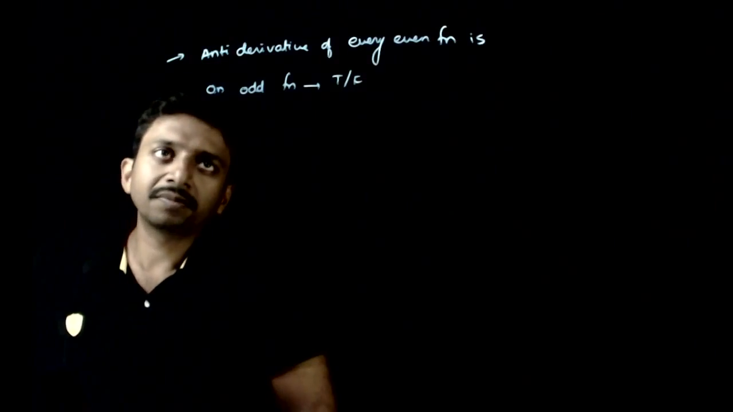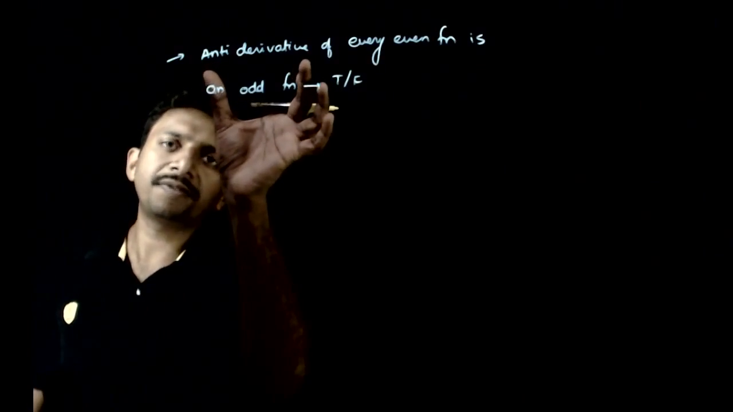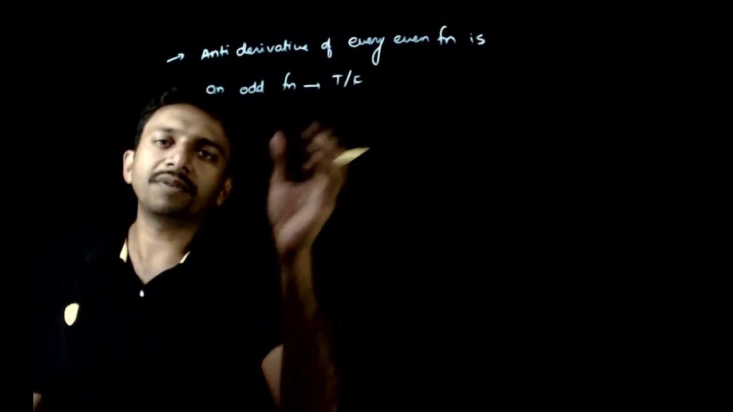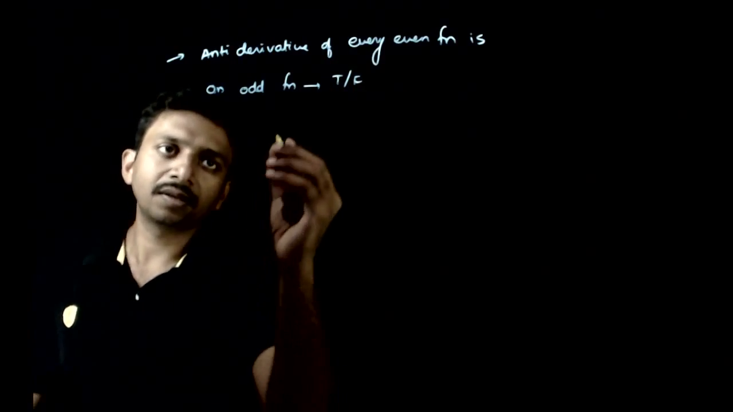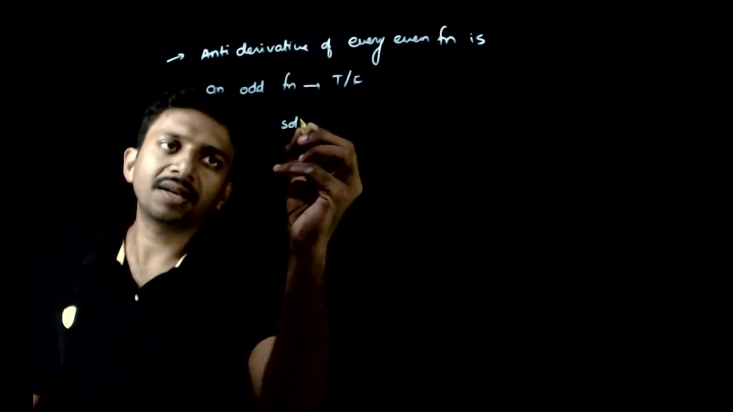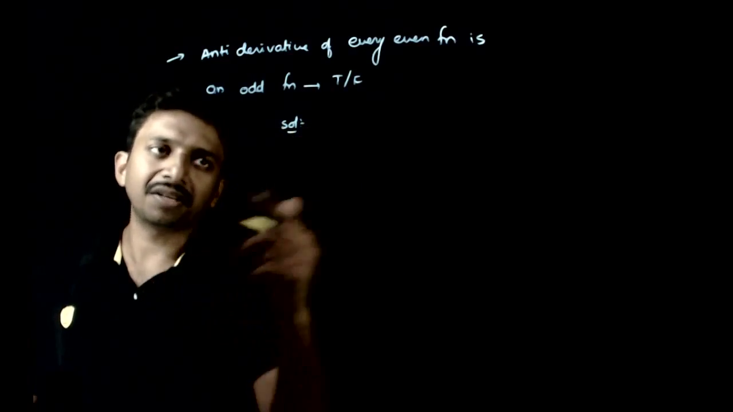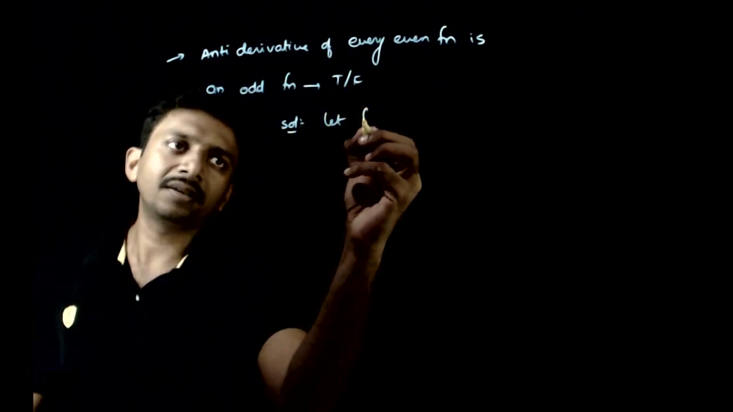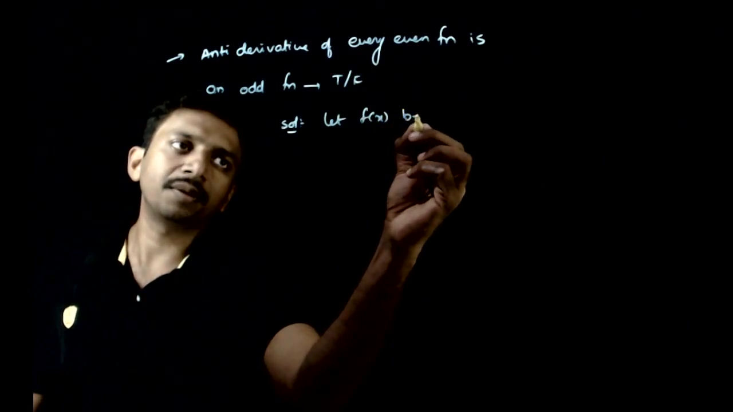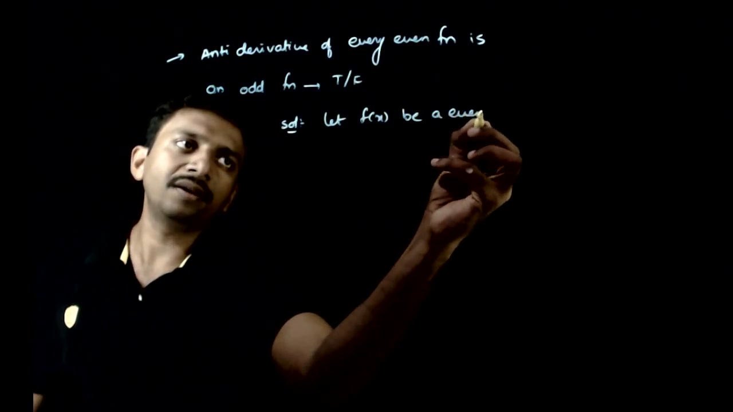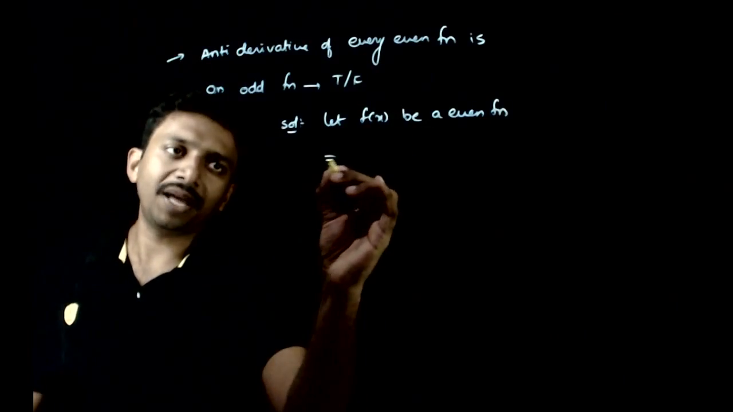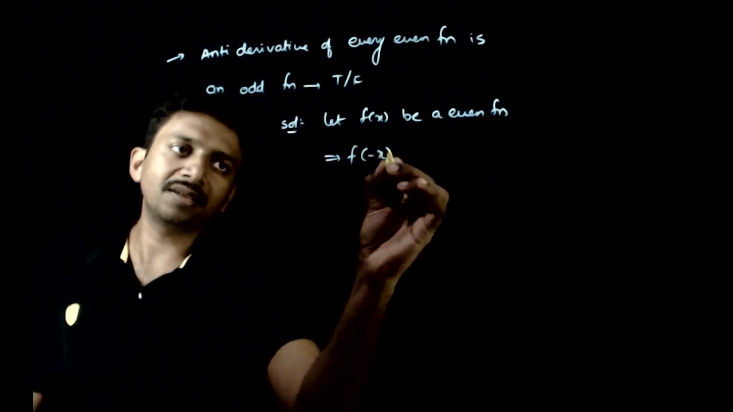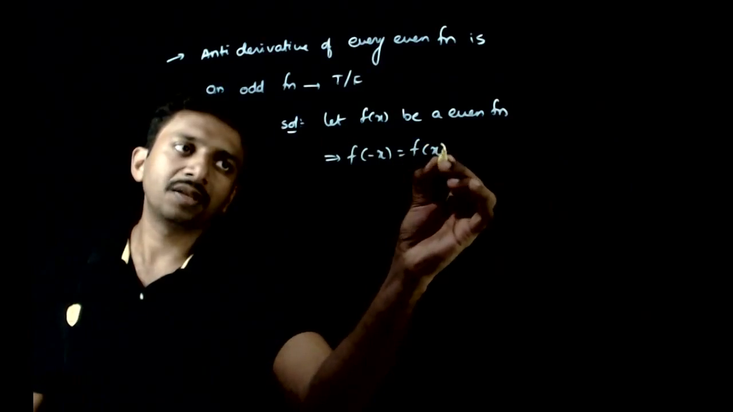So welcome students. In this question you are asked to find whether the antiderivative of every even function is an odd function or not. So let us take an even function. Let f of x be an even function. This implies f of minus x is equal to f of x.